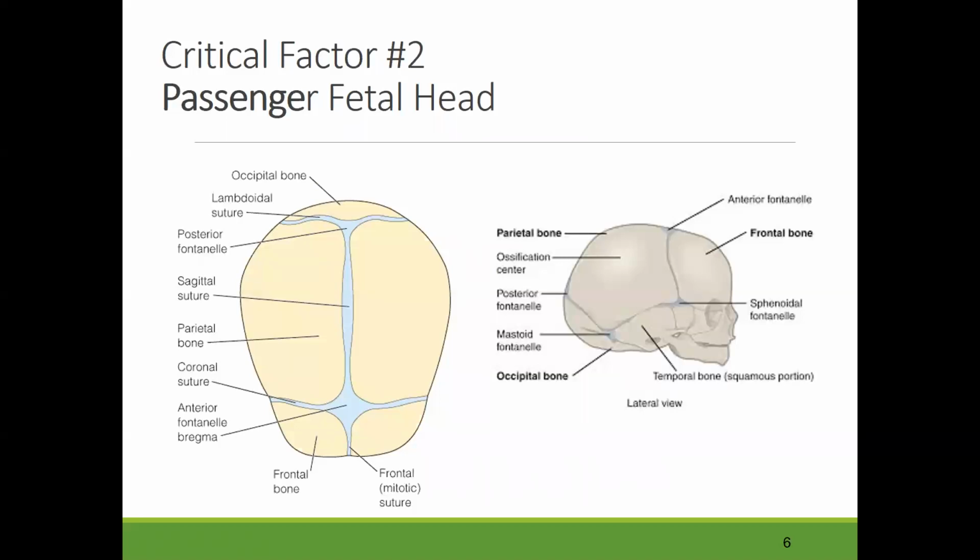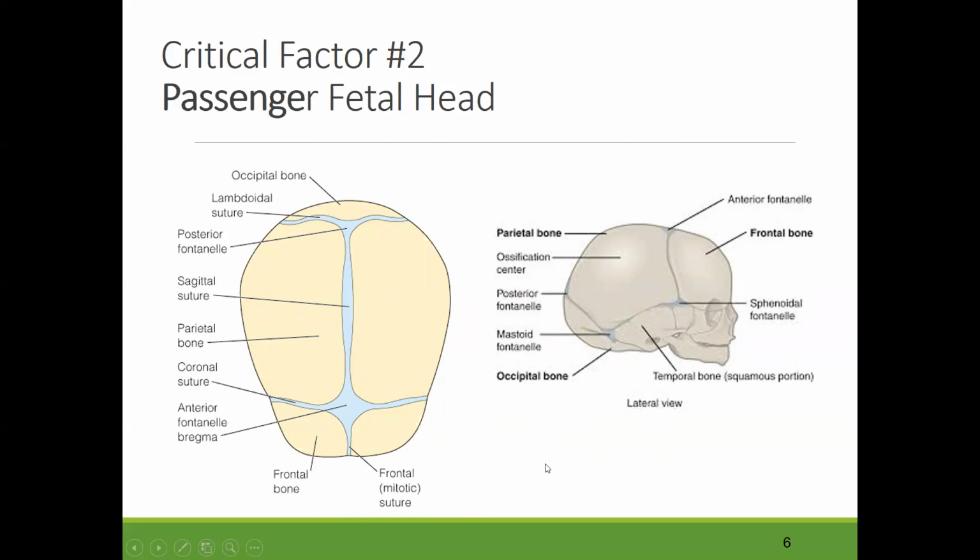All right, so now let's talk about critical factor number 2, which is the passenger, the fetal head, more specifically. So the fetal skull or cranium consists of the face, the base of the skull, and the vault or roof of the skull. Those are the 3 main components. Now the vault has 2 frontal bones, 2 parietal bones, and then the occipital bone. So again, we have our 2 frontal bones here, we have our 2 parietal bones, and then we have an occipital bone back here. So there's 5 bones total that we're looking at.